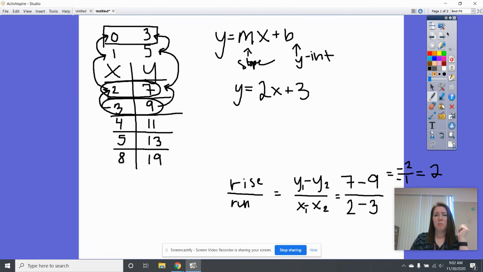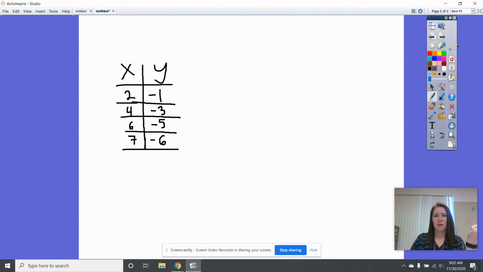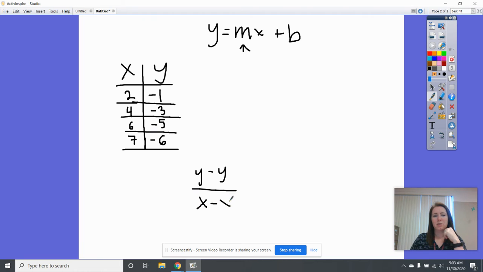Now let's try this one more time just so we can really get the idea of how to solve this. Again, y equals mx plus b is going to be our equation. First, let's find our slope. Remember that rise over run is really subtract the two y values on top and subtract the two x values on bottom. The first y value minus the second y value, the first x value minus the second x value. So choose any 2 points.